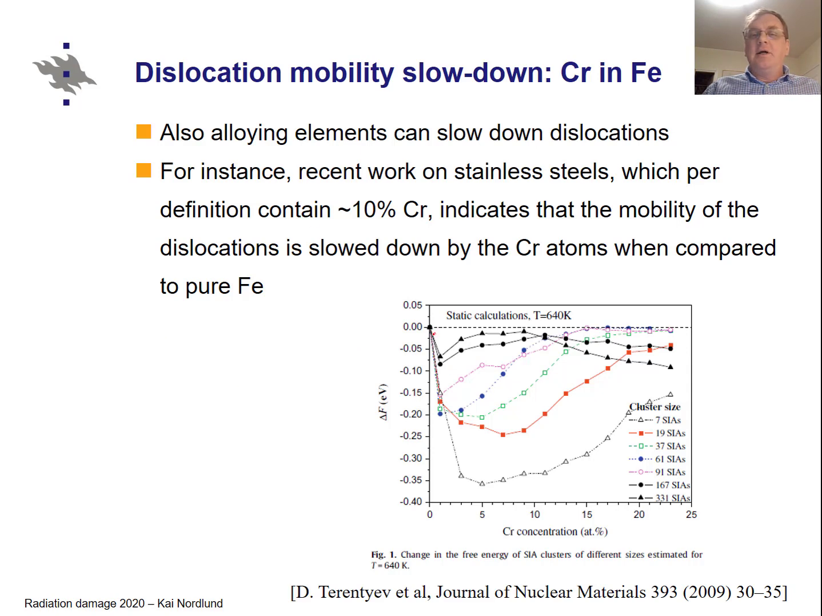Here is a more recent example of that. Part of the explanation why stainless steels are hard is that stainless steel always contains at least around 10% chromium, and this was showing how with chromium concentration the mobility of interstitial dislocation loops slows down when you go already to about 3, 4 or 5% chromium concentration. And this is also very important for understanding the buildup of radiation effects in steels.